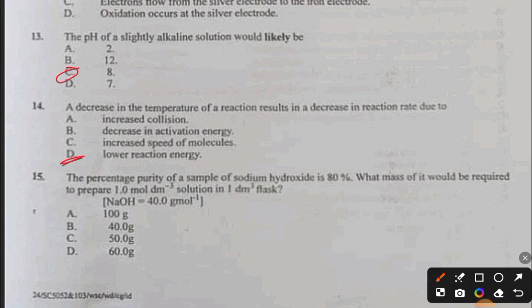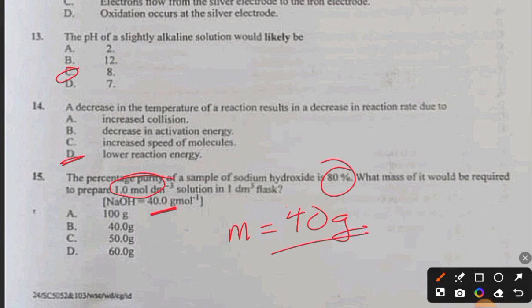Then question 15. The percentage purity of sodium hydroxide is 80%. What mass of it will be required to prepare 1 mole per dm cube of solution in 1 dm cube flask? The mass required will be equal to, now, sodium hydroxide, molar mass is what? 40 grams per mole. So it's going to be 40 grams over, now this 80% you are seeing here, 80 over 100 is what? 0.8. So 0.8. You're going to have 50 grams. So answer to question 15 is C.